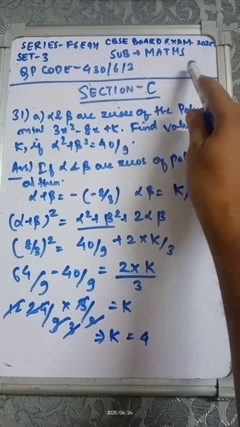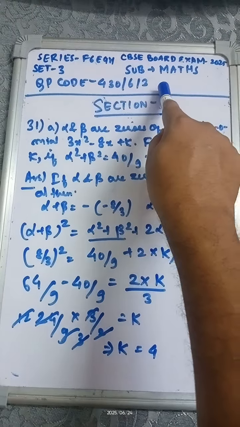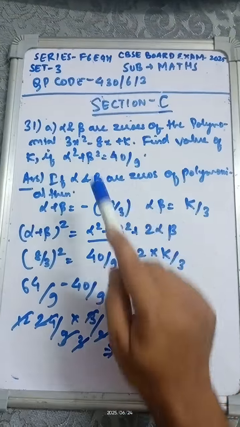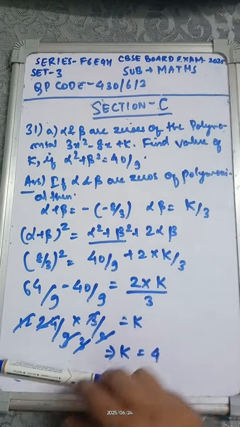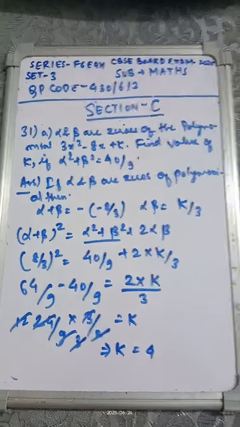I have started solving CBSE board exam question papers of year 2025. Subject is mathematics. Question paper series is F6 EGH set 3. Question paper code is this, and I have downloaded this paper from the CBSE official website. Even you can visit there and download the same paper.